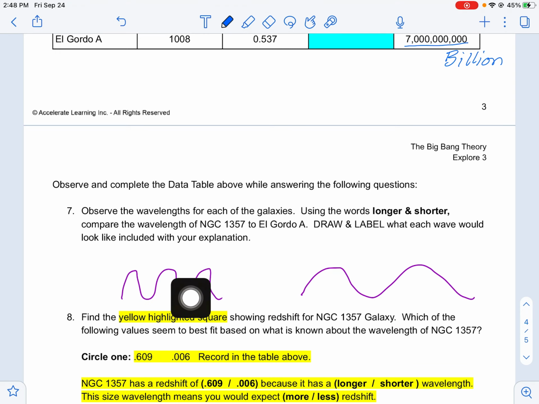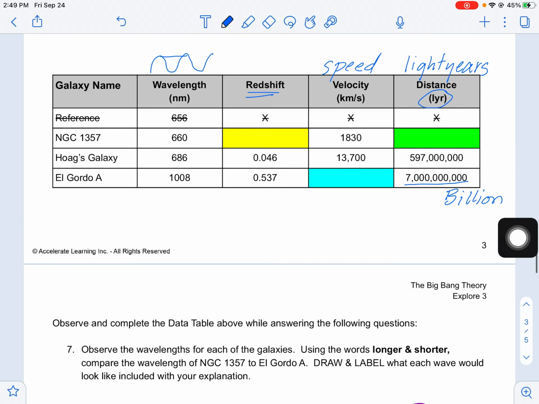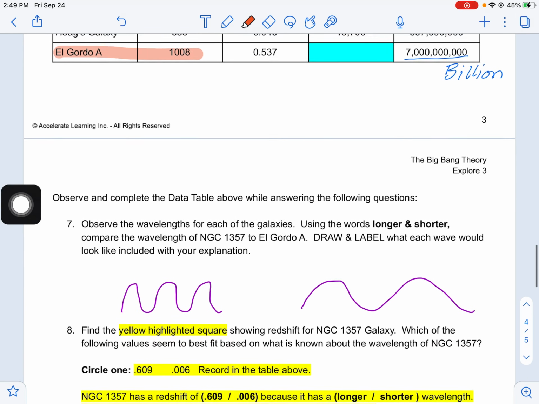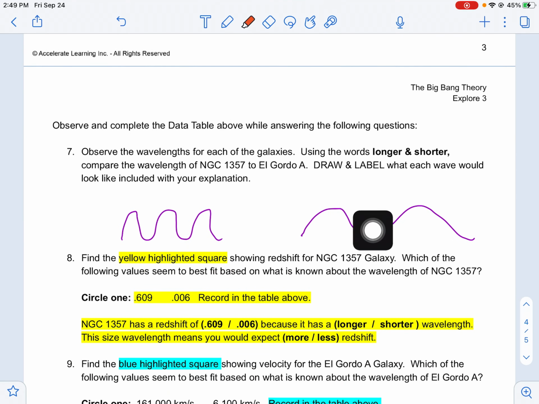So go ahead and draw in one of each type of wave: one long, one short. Label up which one is long and which one is short. And then looking at the two pieces of data, we should be able to decide which one is long and which one is short, and simply place the name next to each wave.